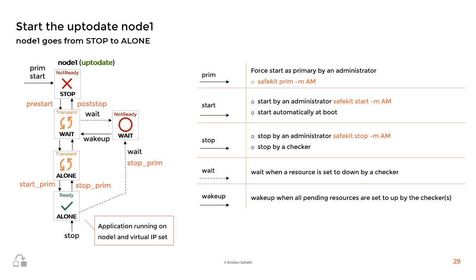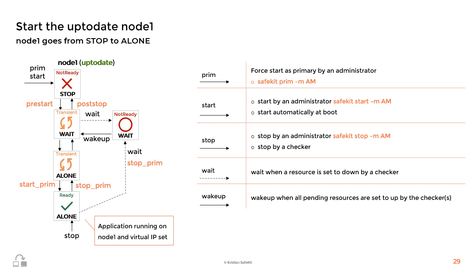Let's consider the start of the up-to-date Node 1, which goes from the stop to alone state. In the figure on the left, when the prim or start command is executed on Node 1 in the up-to-date state, the pre-start script is first executed. Normally, the application integrated in the module should not run on the node, but if it is the case, the pre-start script makes a preventive stop of the application before installing the replication mechanisms and the virtual IP address. Then, the start prim script is executed to start the application, and the state is alone orange.